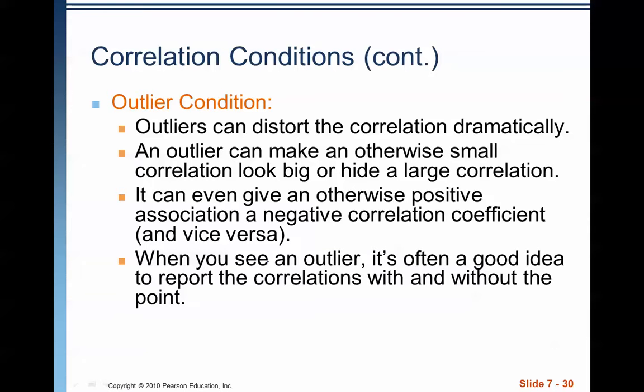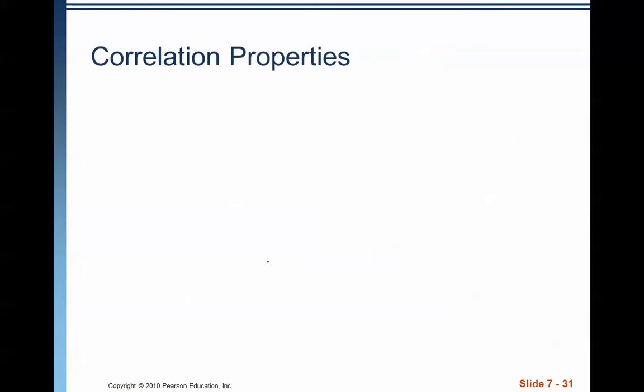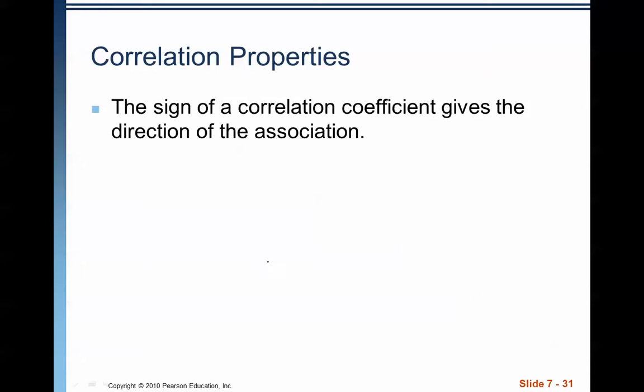So if you do have something with outliers, it's a good idea to check it with the outlier and without the outlier to see how strong of an impact the outlier is having. So, as long as those conditions are met, we can calculate correlation. Let's talk a little more about various properties of correlation.